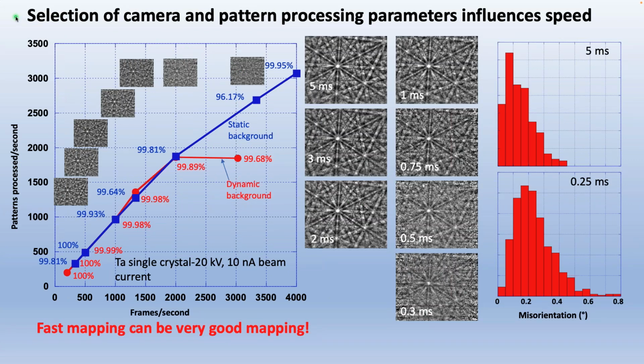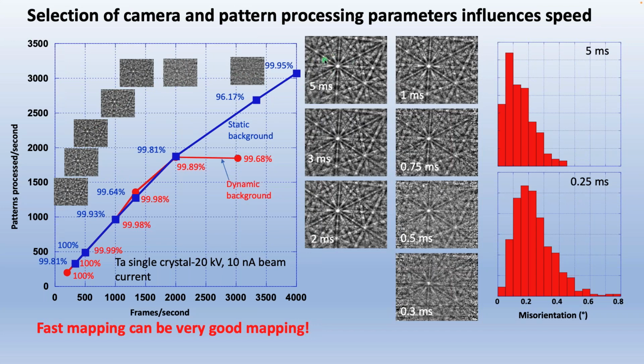Now, when we go faster, of course, we have to be careful how we do that. This is a plot of patterns processed per second versus the number of frames per second that we think we're collecting. And so if you look here, this is from a tantalum single crystal, 20 kV, 10 nanoamps beam current. This is a plot of the patterns processed per second. We see it does knee over, especially when we start using calculated dynamic backgrounds. We're sort of limited at a top speed. This is some examples of the patterns you might expect at those speeds. They're also shown over here.